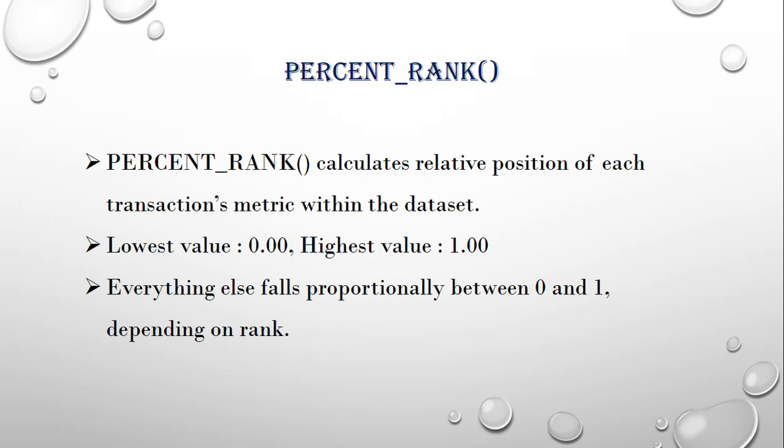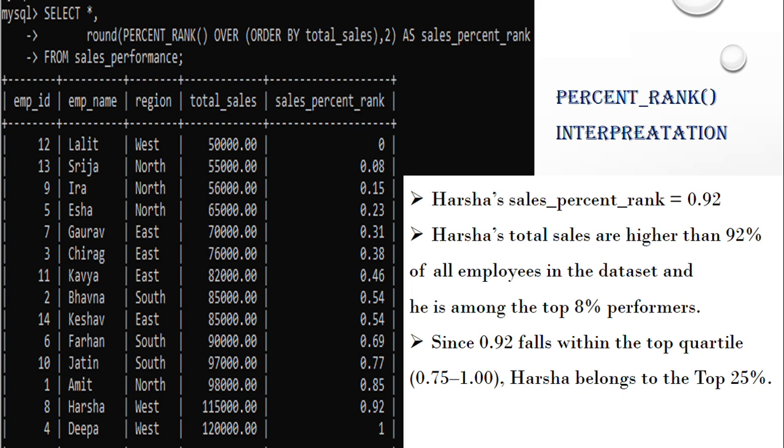Next we have the percent rank function, which calculates the relative position of each transaction metric within the dataset. The lowest value is 0 and the highest is 1. Everything else falls proportionally between 0 and 1 depending on rank. So let's see how it works. For the same table I have used the percent rank function by ordering by total sales. The percent rank starts with 0 and ends with 1, that is the highest value. And in the middle we get the percent ranks.